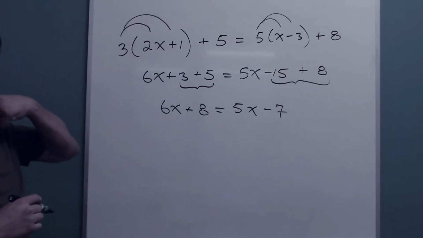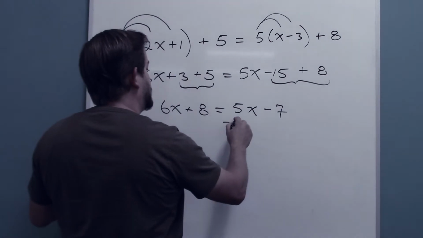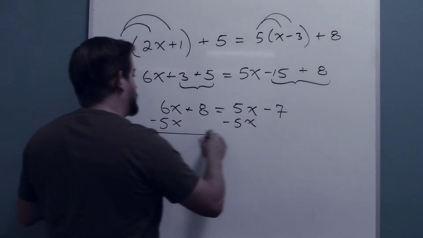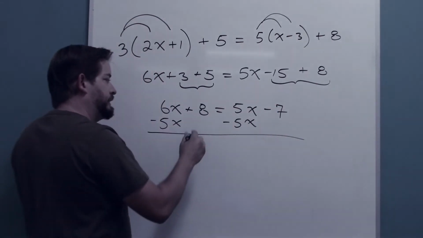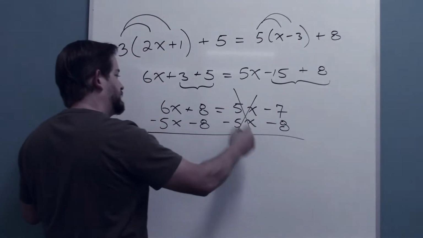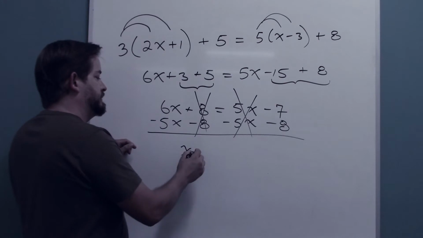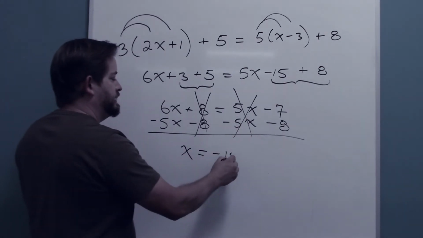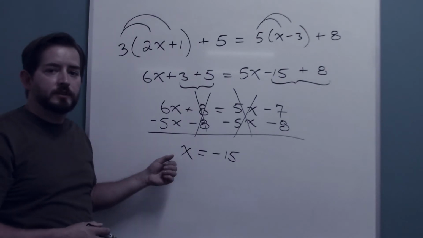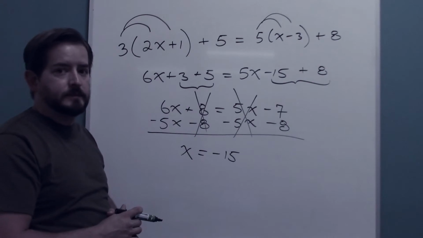The next step after that says to move the variables to one side. So I'm going to move all of my variables to the left-hand side by subtracting 5x. And at the same time, I'm going to move my non-variable term to the right-hand side. So I'll subtract 8. Okay. That leaves me with just an x equals negative 15. And the next step would be to isolate the x completely by using the multiplication principle. But it's a 1, so I don't have to. I'm done. That's it.